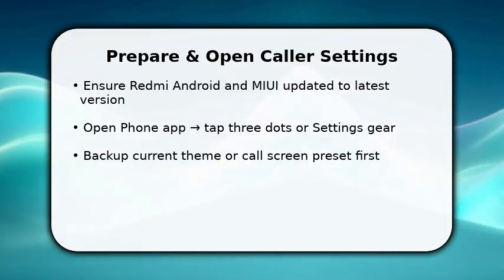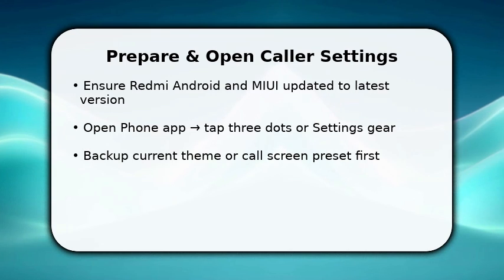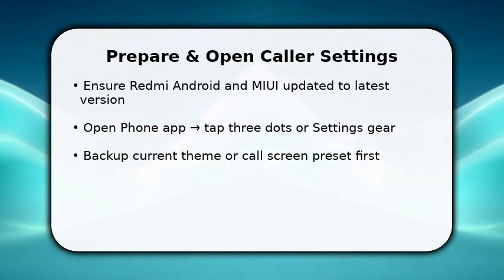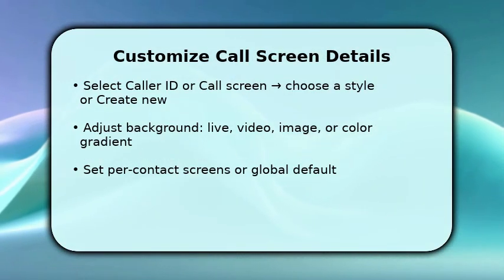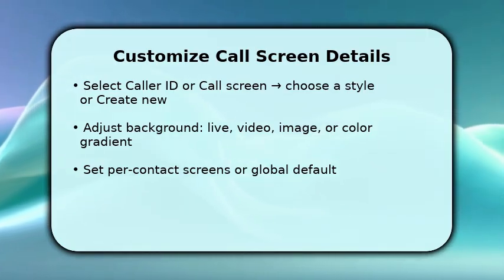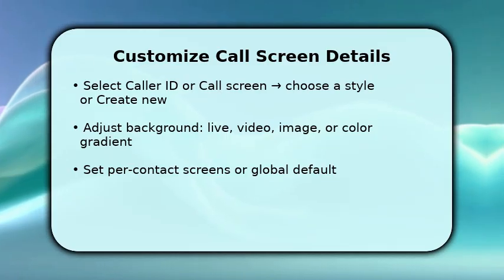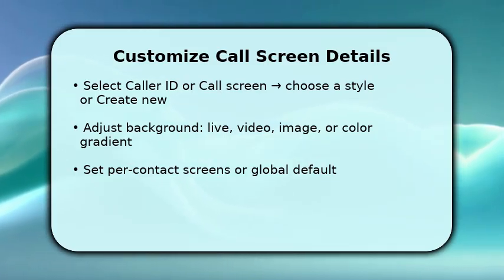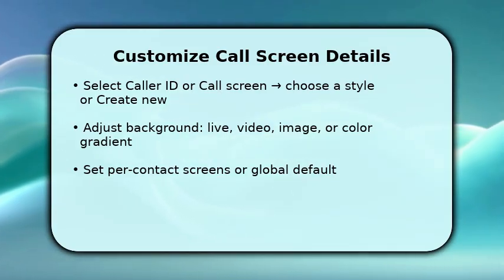Now, proceed to the call screen or caller ID section to load customization tools. Once in the call screen editor, choose a style or tap Create New to start customizing. You can set a live wallpaper, short video, static image, or a color gradient. Pick one and crop or loop it as needed.